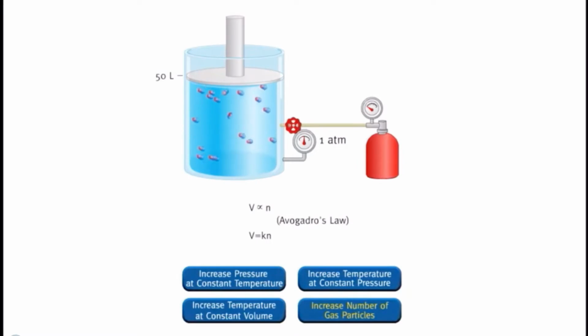We can write volume equals K times n, where n is the number of moles of gas and K is a proportionality constant. This relation is known as Avogadro's Law, which states that at constant pressure and temperature, the volume of a gas is directly proportional to the number of moles of the gas. In this animation, the moles of gas particles is doubled, and correspondingly the volume occupied by the gas is doubled.